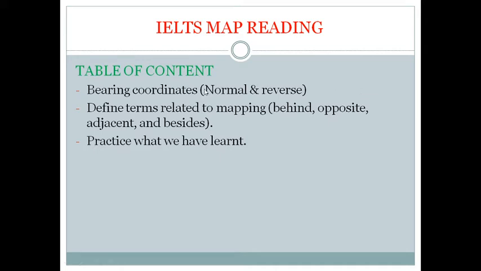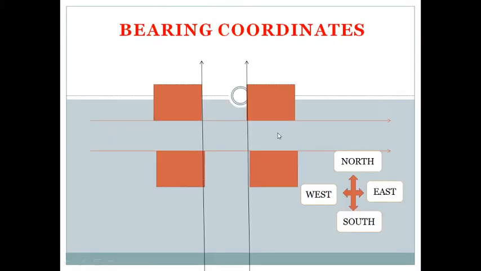The first section will be the bearing coordinates, the normal and the reverse coordinate, while the second section will be defining basic terms, which are behind, opposite, adjacent, and besides. Then we'll just run a little practice. So here we go.